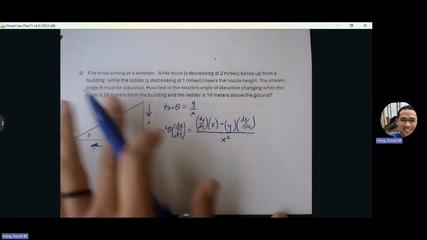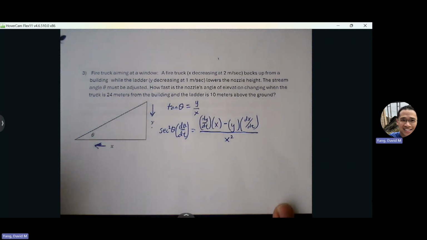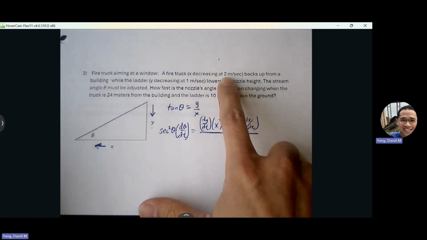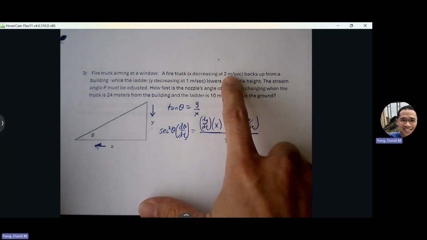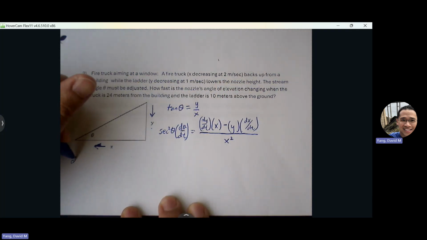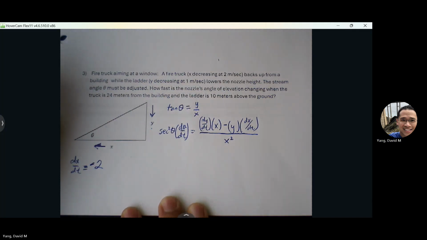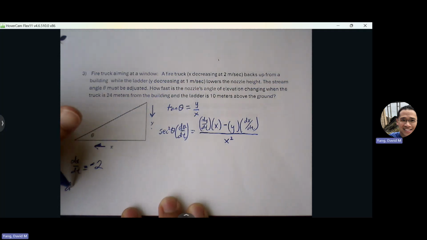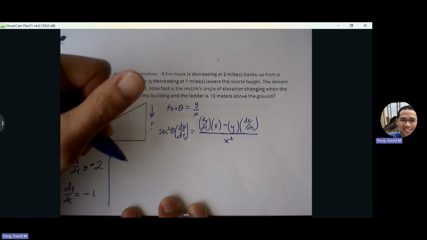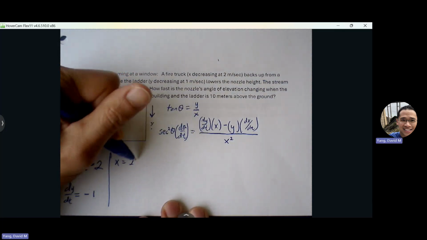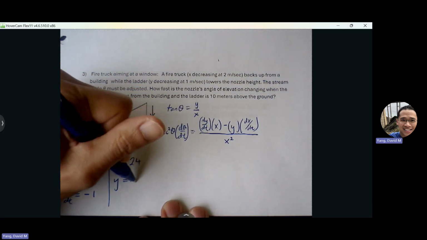A lot of these values we have from what's given to us. So let's see if we can identify some of these values. Truck is decreasing. The truck is backing up. So that's decreasing at 2 meters per second. So we can call that dx dt is -2. dy dt, the ladder is lowering as well, -1. A moment when x is 24 and y is 10.